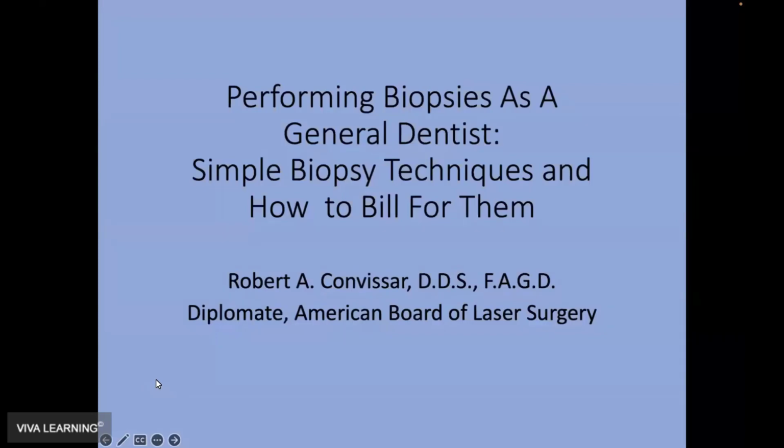Welcome to Performing Biopsies as a General Dentist, Simple Biopsy Techniques, and How to Bill for Them.